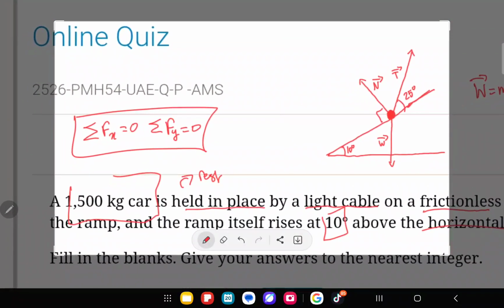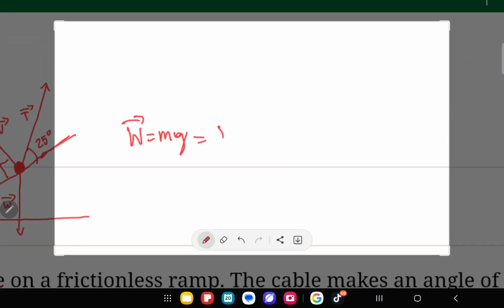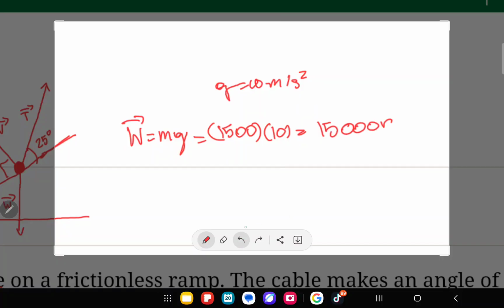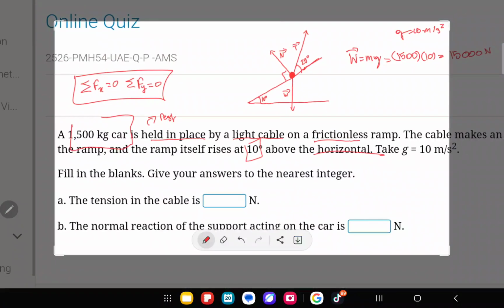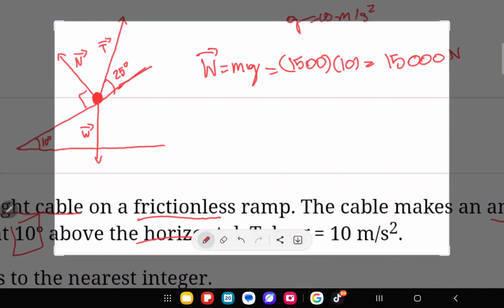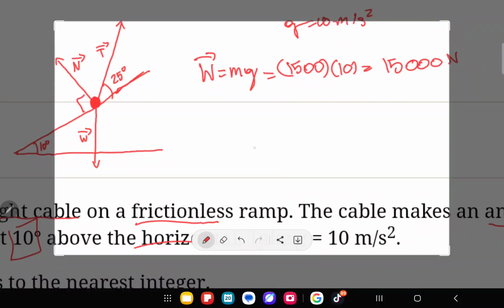So let's see here. mg is equal to 1,500 kilograms multiplied by 10, because g is equal to 10 meters per second squared. So thus 15,000 newtons is the weight. Now that we know the weight, normally we're not going to have this question yet, or probably not at all, but we should know that on a horizontal surface, the weight is equal to the normal.